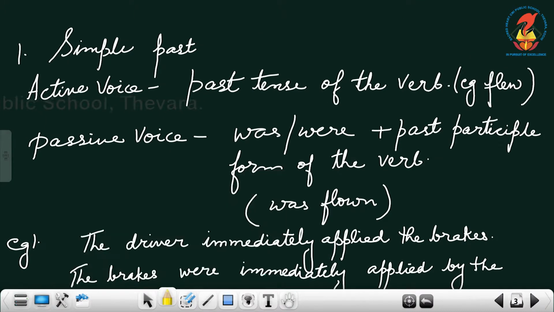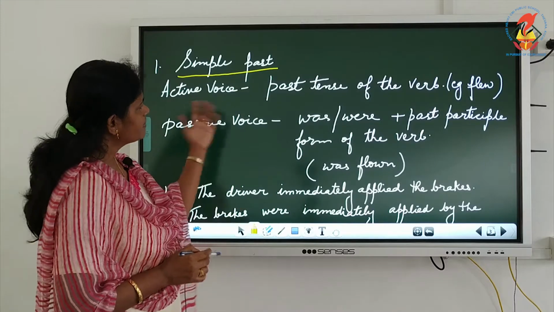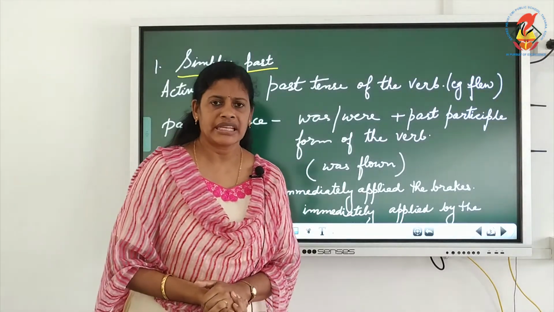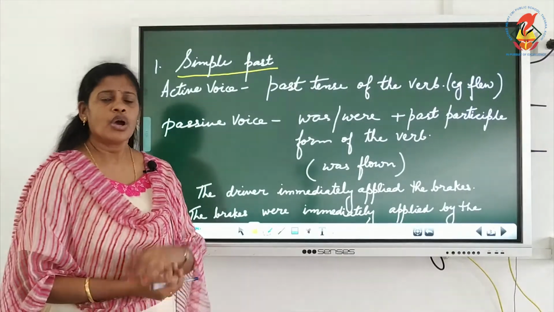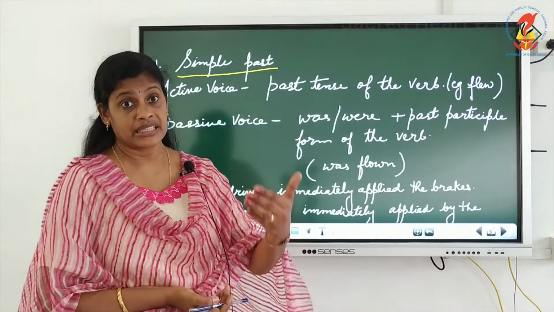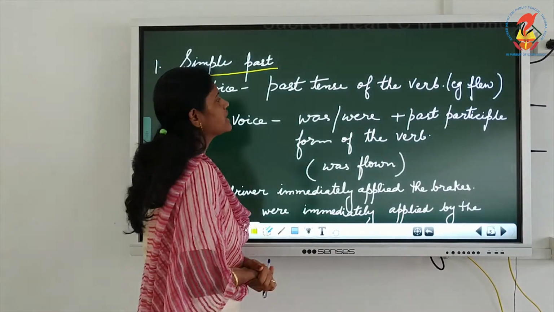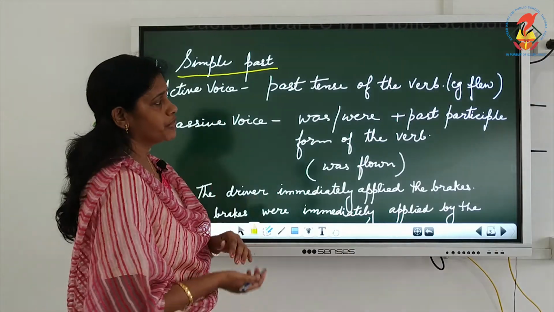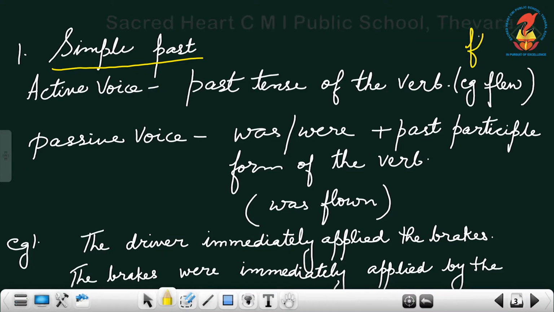Okay. Let's take the first one, that is simple past tense. So we know the simple past tense. How do we make the simple past tense of a word? We add D, ED or IED, or generally we have a normal past tense form of a verb, isn't it? You know that, we have studied that in the tenses. So in active voice, it is the past tense of the verb. For example, if the word is fly, the simple past is flew. And in the passive voice, it becomes was or were plus the past participle form of the verb. Past participle is flown. So fly, flew and flown.